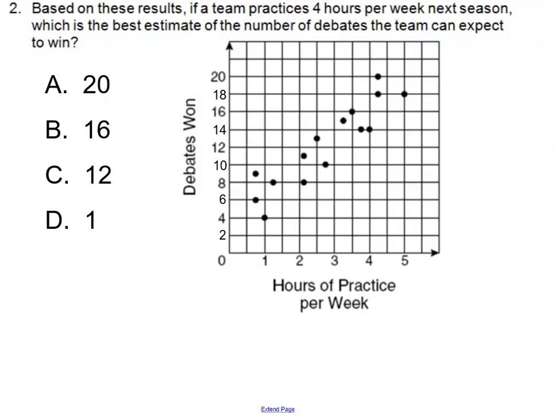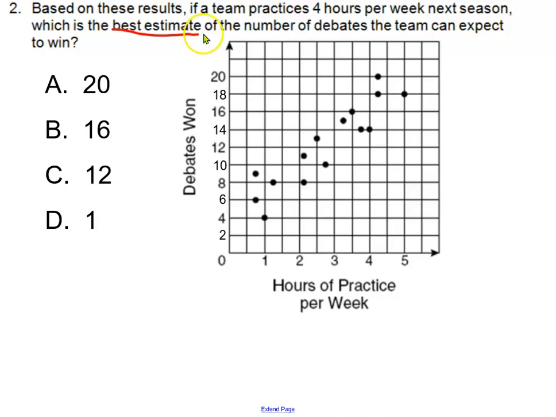All right, let's take a look at a couple test prep questions. Sometimes when you have a scatter plot, you're asked to make some predictions, and that's when a line of best fit sure can come in handy. Based on these results, if a team practices 4 hours per week next season, which is the best estimate of the number of debates the team can expect to win?